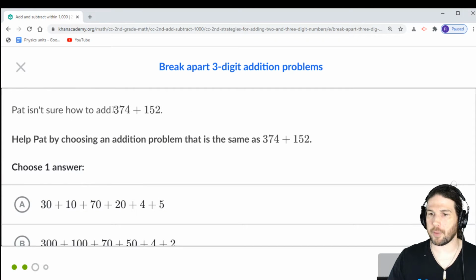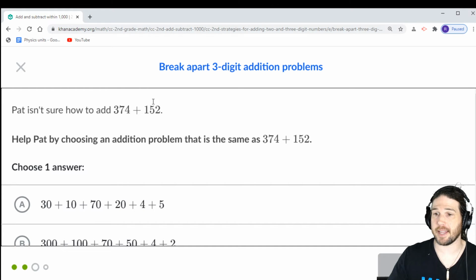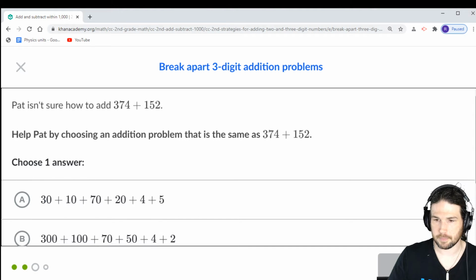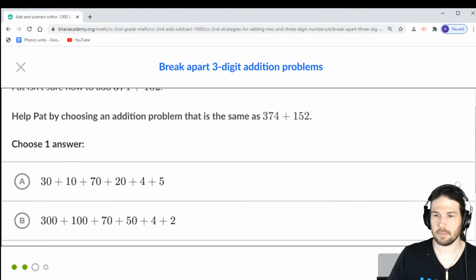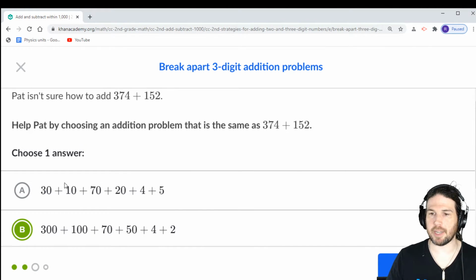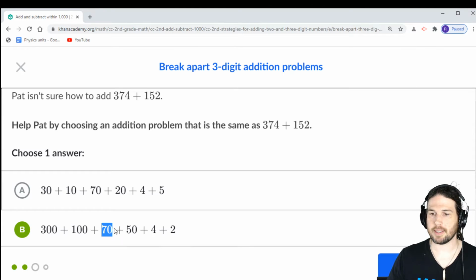So we want 300, 100, 7 tens, 5 tens, 4 ones, and 2 ones. That looks like B to me. 374 and 152.